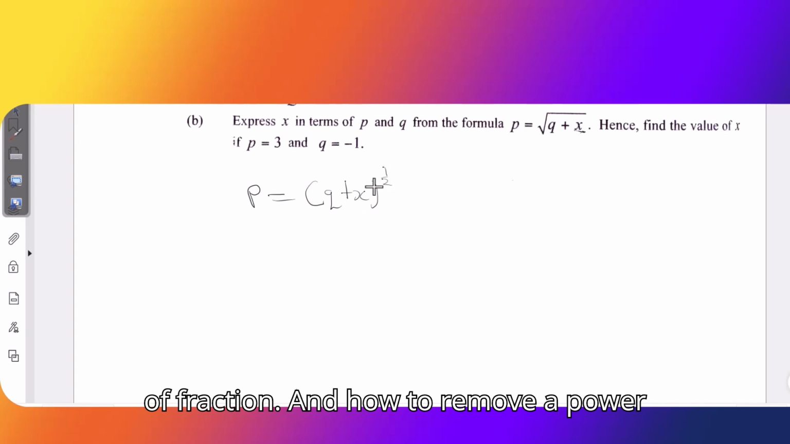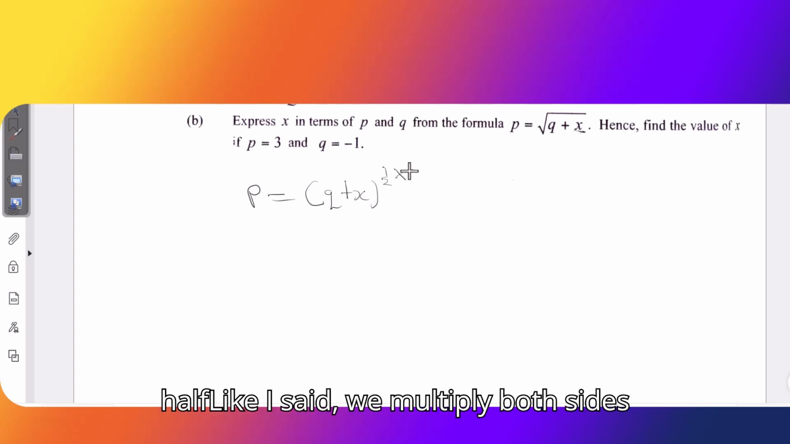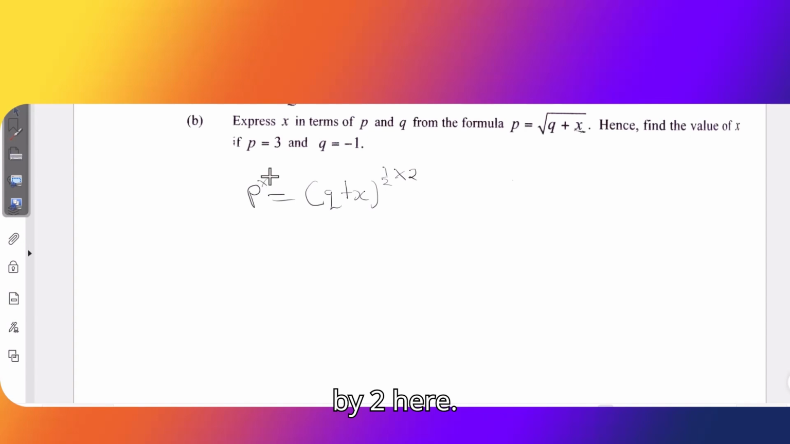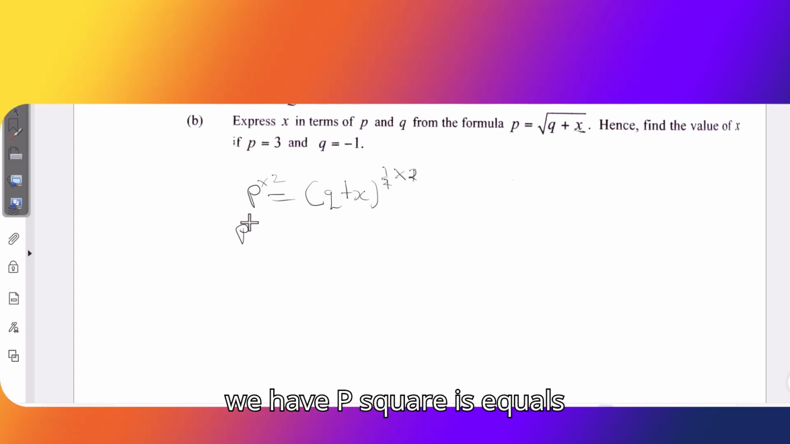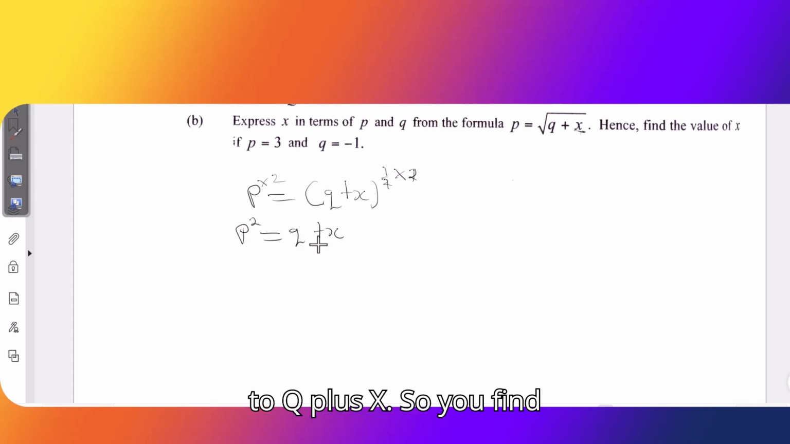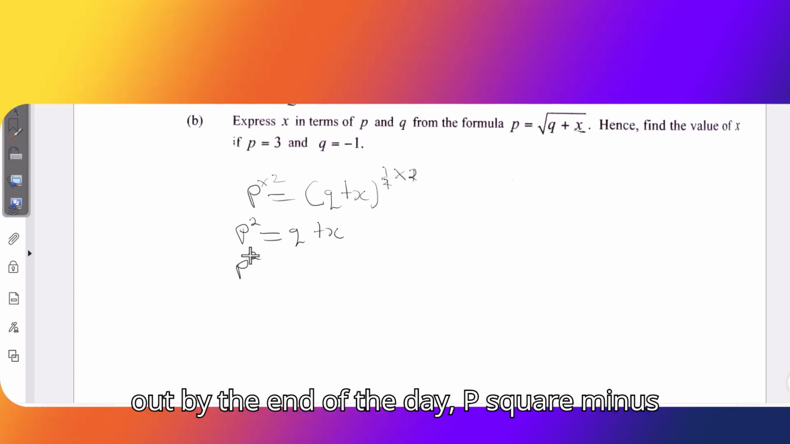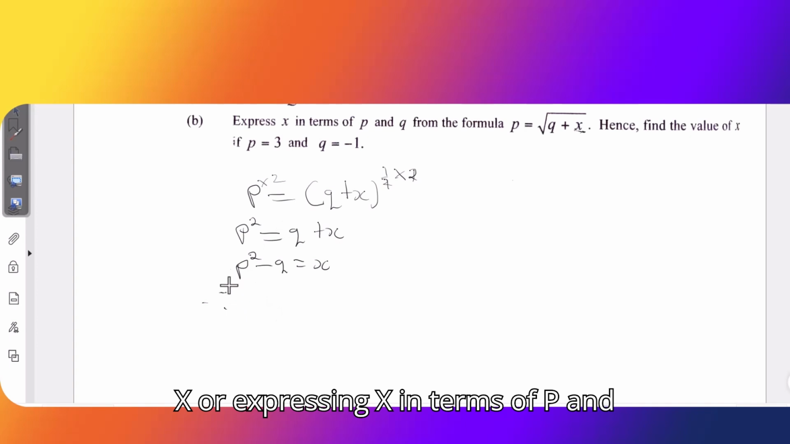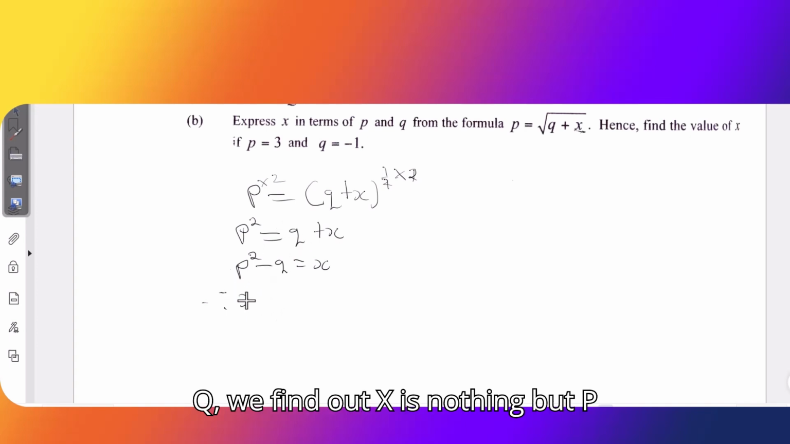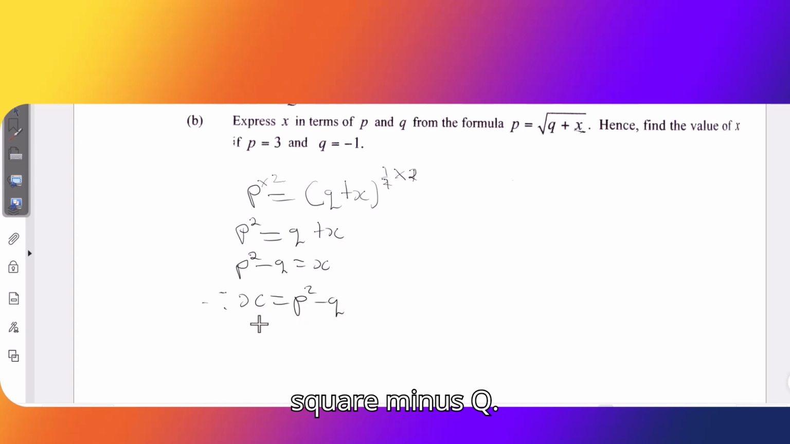And to remove a power half, like I said, we multiply both sides by 2. So this half and this 2 we cancel, and we have p squared equals q plus x. So by the end of the day, p squared minus q equals x when this goes here. So by expressing x in terms of p and q, we find x is nothing but p squared minus q.